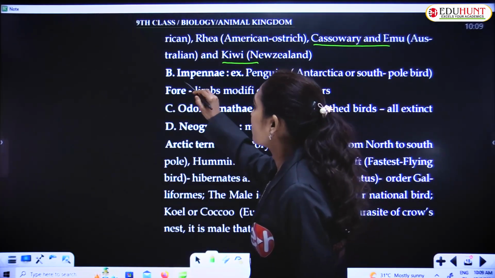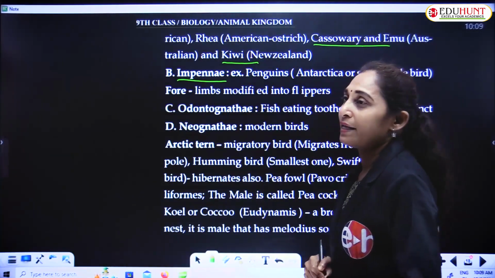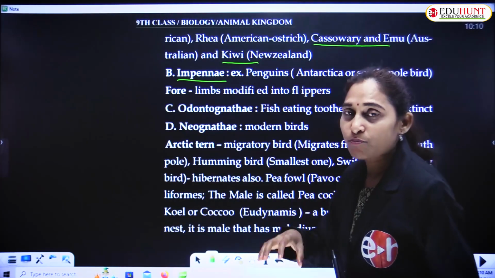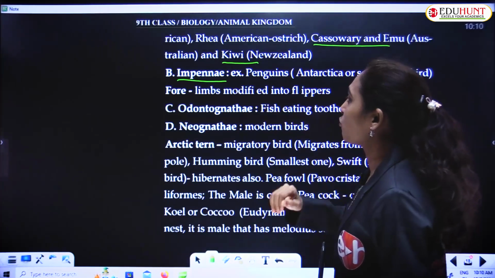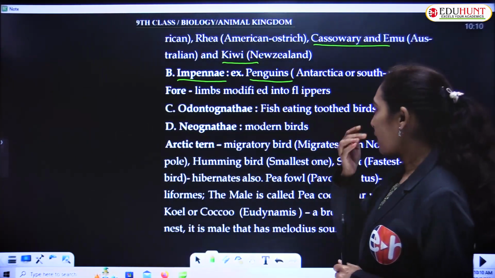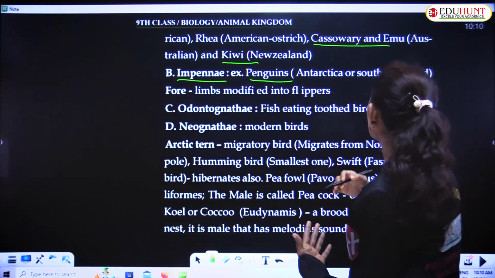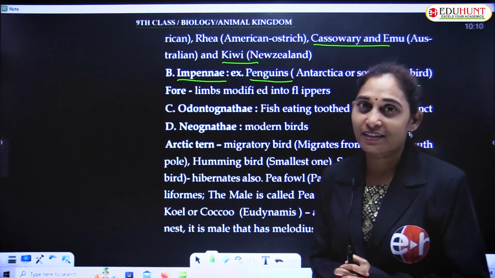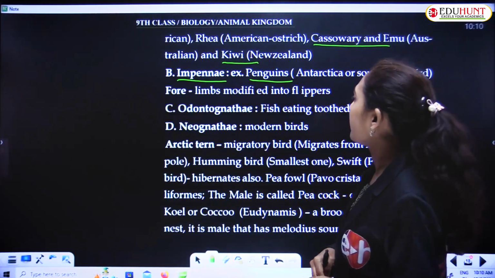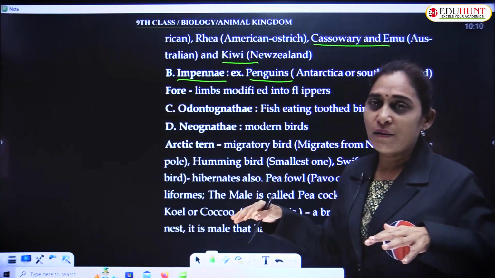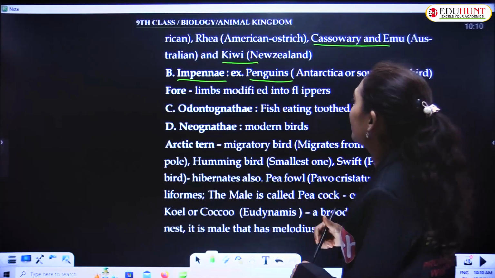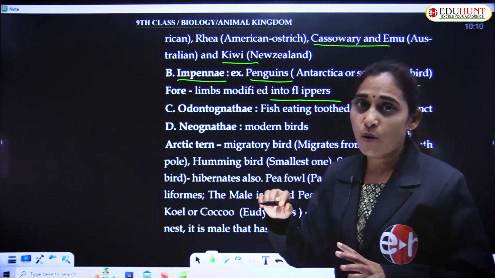The second superorder is Impennae. The first one was the Palaeognathae or Ratitae, in which the flightless birds were included. The second superorder is Impennae. Example, penguins. Penguins are found in the South Pole region, in Antarctica, very cold polar regions. The four limbs are modified into flippers. They can't fly, but they can swim.